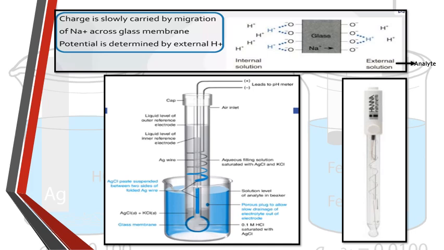The pH metric titration is a common application of the glass electrode. During this process, the pH of the solution is measured as a titrant is added. The point at which the pH changes most rapidly indicates the equivalence point of the titration, allowing for the determination of the analyte concentration.